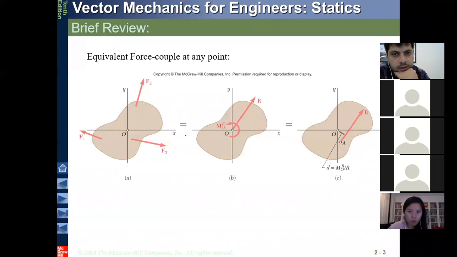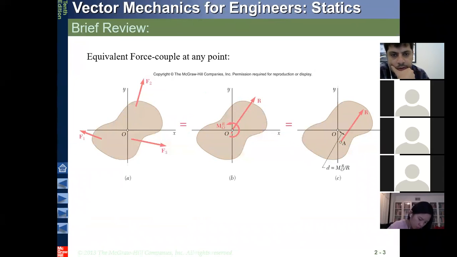And then you're going to calculate the moment about point O. So then you can put the resultant force at point O, and that moment you got from all these forces at the same point. So this would be equivalent to this system. And in the definition, the equivalent force couple can be defined at any point. So you can change the position of R.